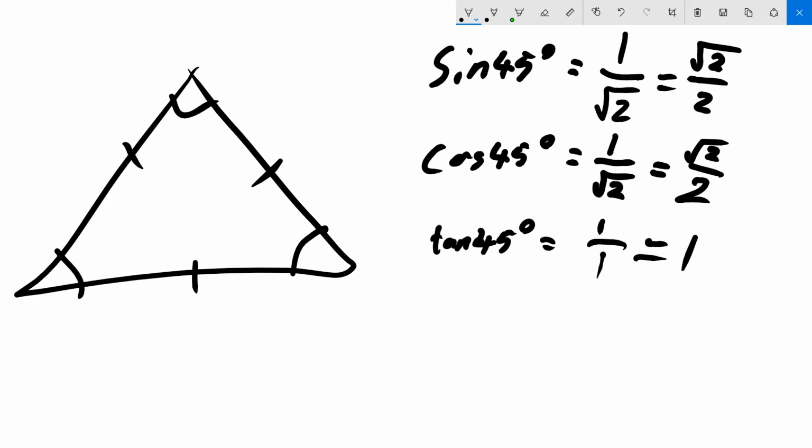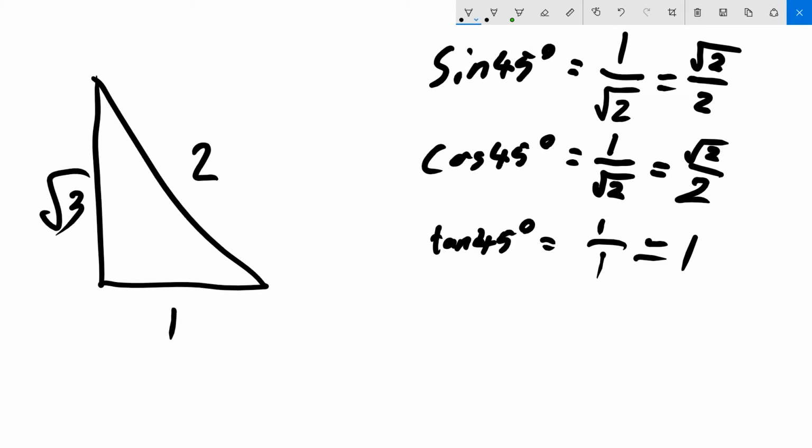So let's pick 2, and you'll see why we use 2 in a minute, and we're going to split this triangle in half, right down the middle. So what happens is this becomes 1, this side becomes 2, and this side here, using Pythagoras' Theorem, has to become root 3. So let's redraw that triangle.